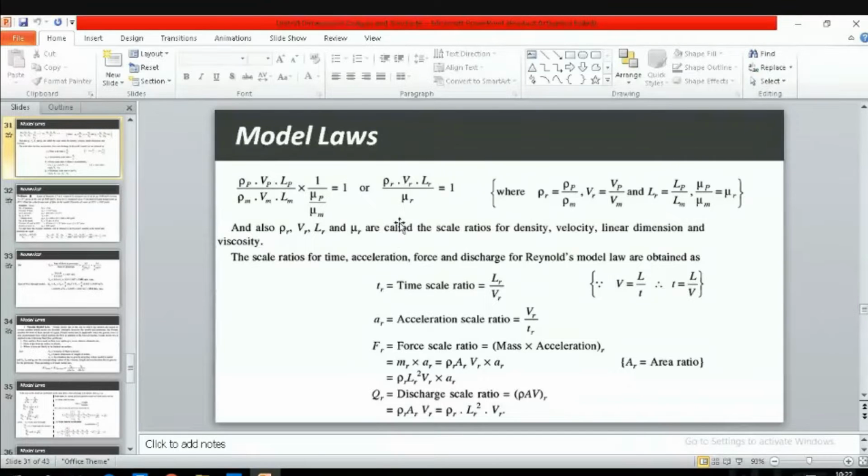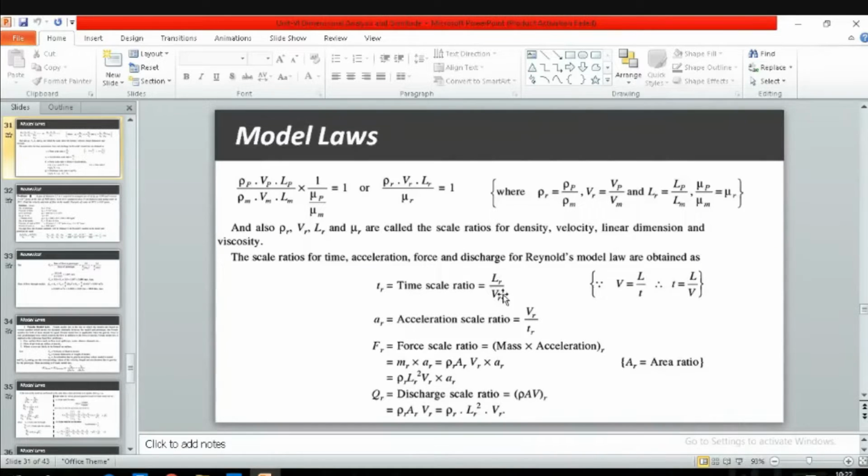Then from Reynolds model law, we can also have other ratios, such as time ratio or scale ratio for time. So time scale ratio is TR equals LR upon VR. We know velocity equals length upon time, so time equals length upon velocity.